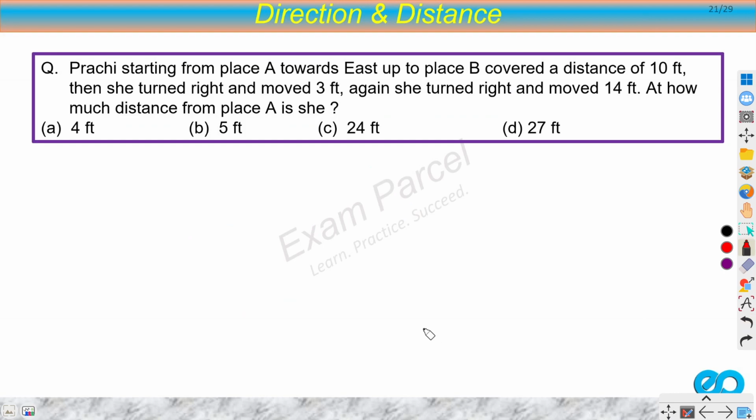Next question: Prachi, starting from place A towards east up to place B, covered a distance of 10 feet. Then she turned right and moved 3 feet. Again, she turned right and moved 14 feet. At how much distance from place A is C?